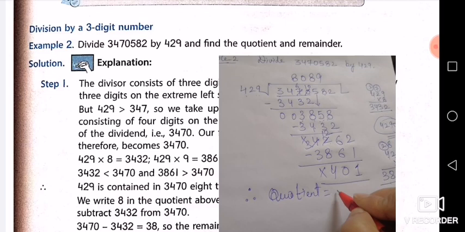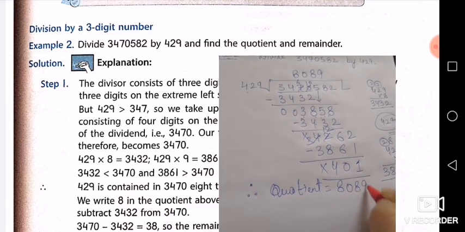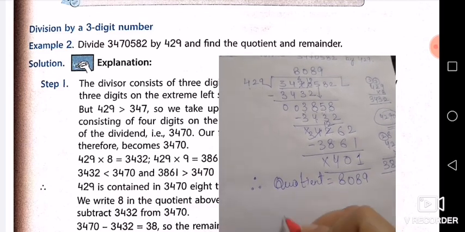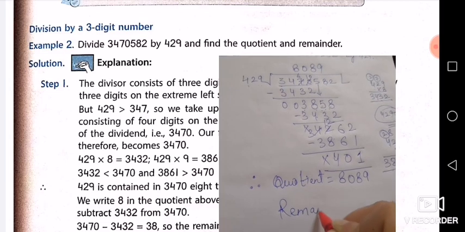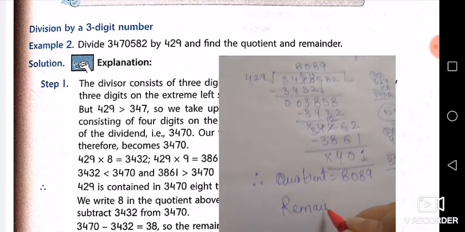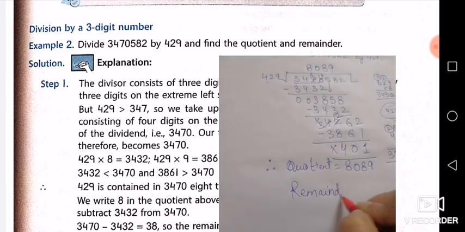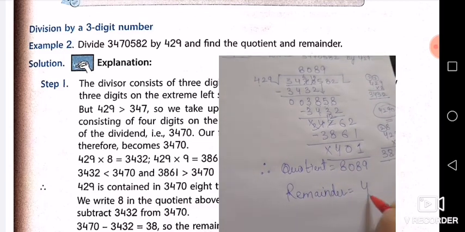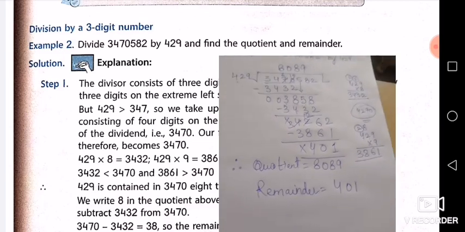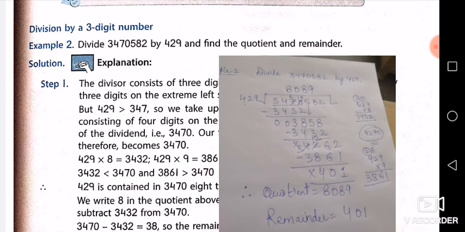Quotient is, as I told you on that day also, you have to write the full quotient and then the remainder. You are not going to write Q and R. And what is the remainder here? Remainder is 401. I hope this division is clear to you all.